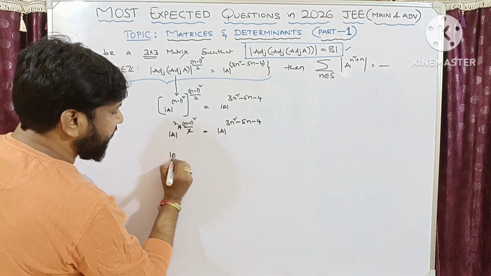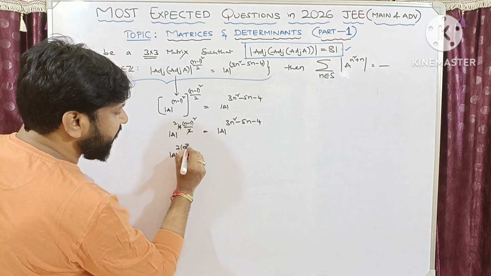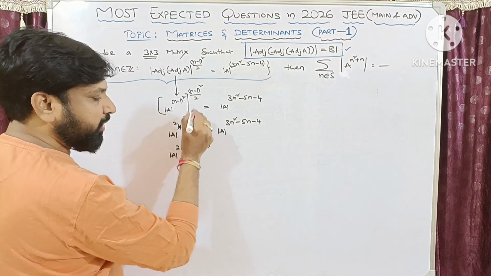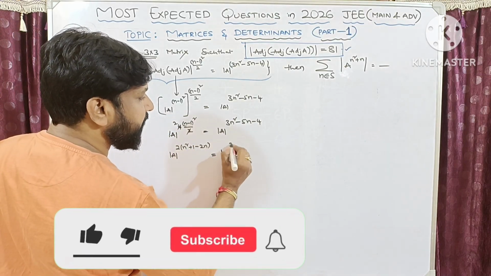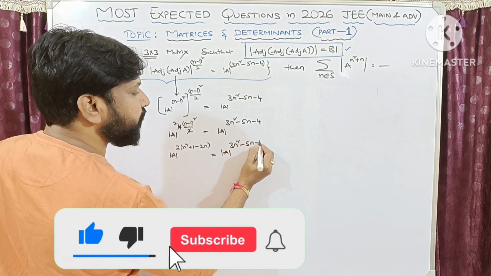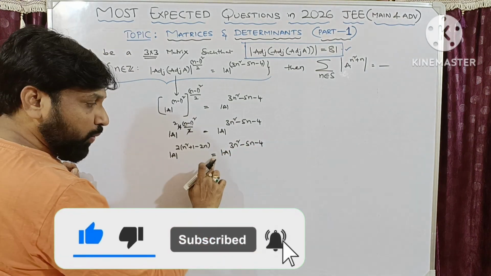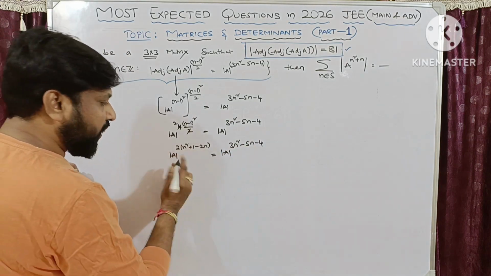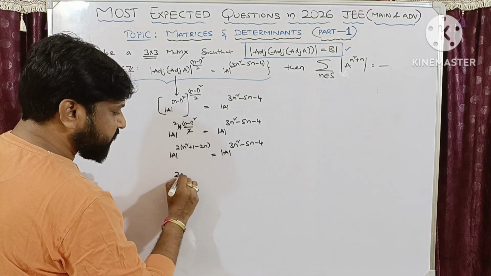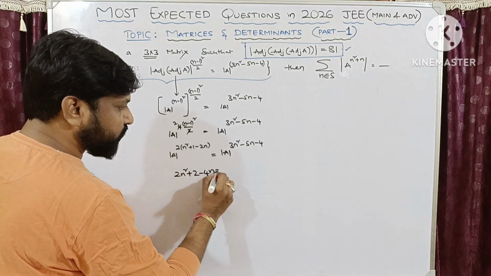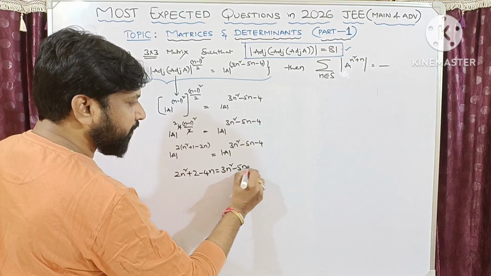So this can be written as det A power 2 into (n square plus 1 minus 2n), by expansion of (a minus b) whole square, is equal to det A power 3n square minus 5n minus 4. Now both the bases are equal, so the powers should also be equated. So after multiplication, 2n square plus 2 minus 4n is equal to 3n square minus 5n minus 4.